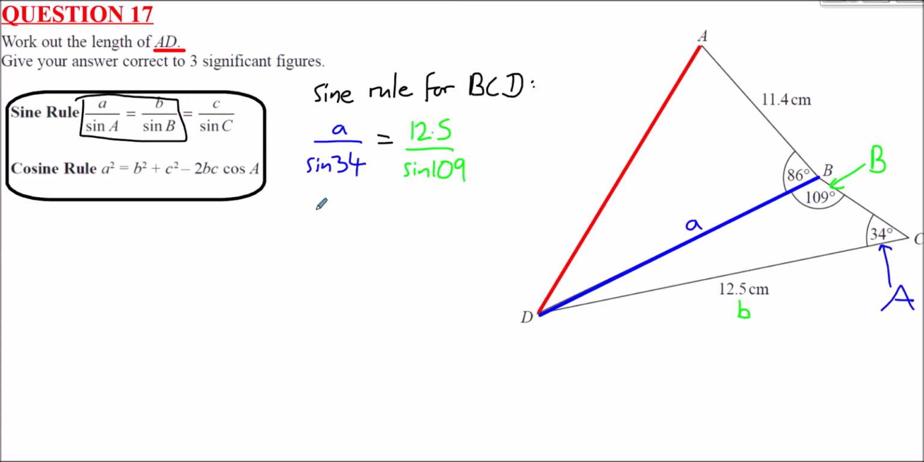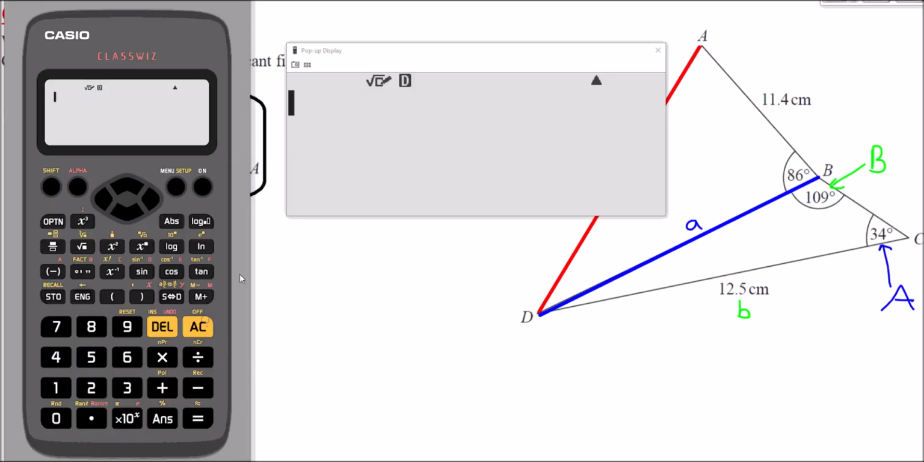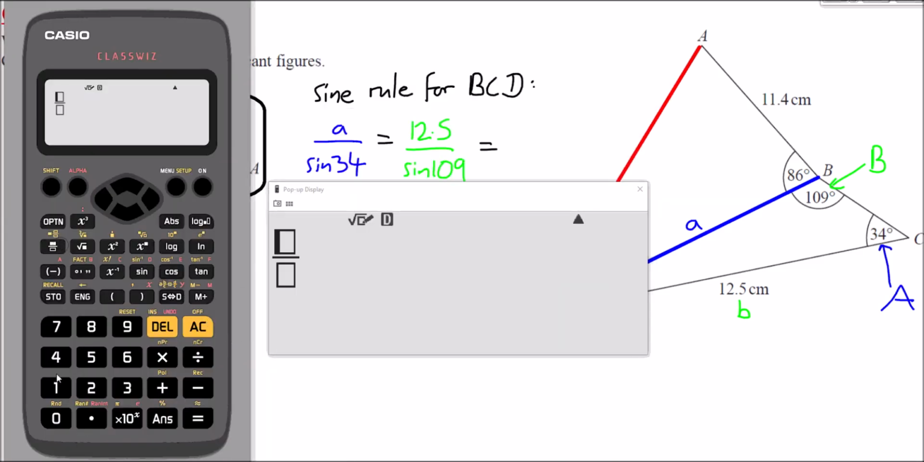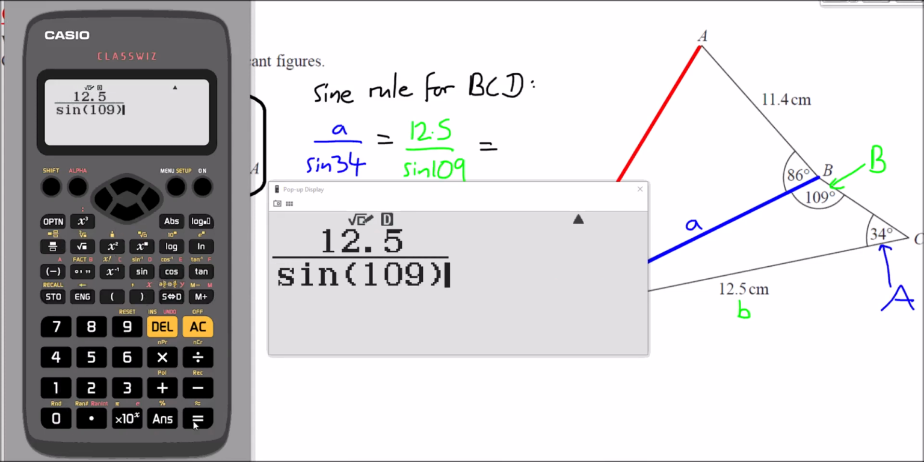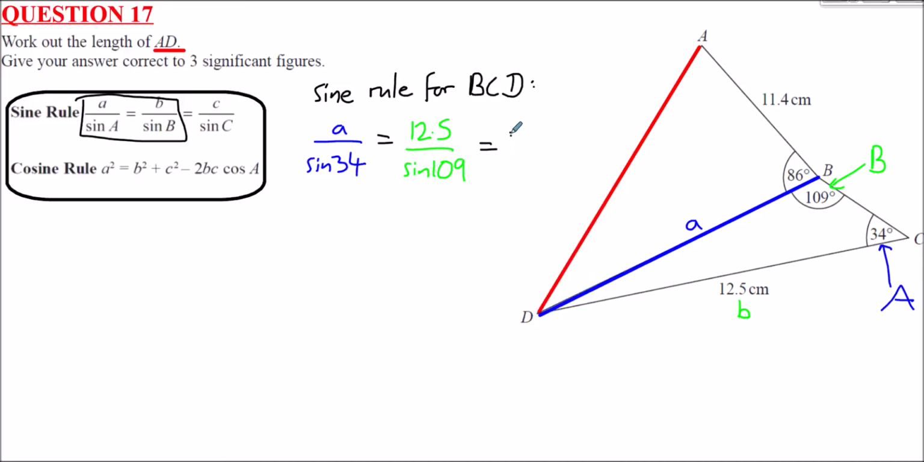So I can now work out what this is if I want to. So if I just calculate 12.5 divided by sine 109, let's see what I get. So sine 109, 13.222, or 2202. Therefore, I can now multiply both sides by sine 34 to get what A is on its own. So A equals sine 34 times by 13.222.